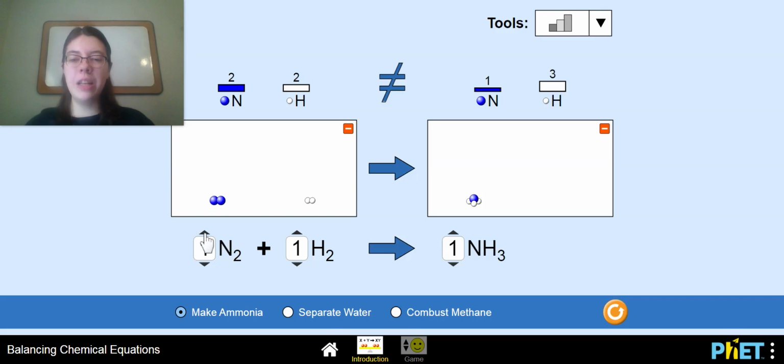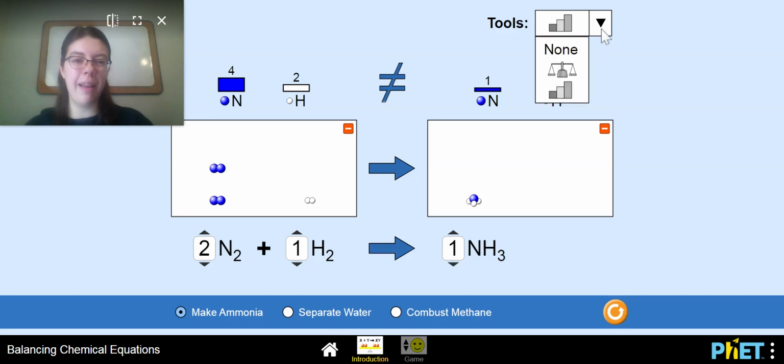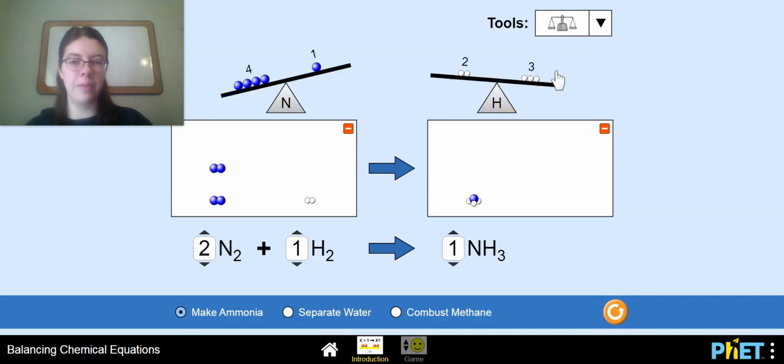And then as you go ahead and change the coefficients, you'll see that the number of molecules changes. Up top is where you will see the number of atoms being displayed, okay? So in this case, we have the bar graphs, or if you like the scale option, I'll show you what that looks like. Okay, so this is showing we have 4 nitrogen on the left, but only 1 on the right. So obviously that's not balanced because we want it to be the same. And same thing then with the hydrogen. So I hope this helps.